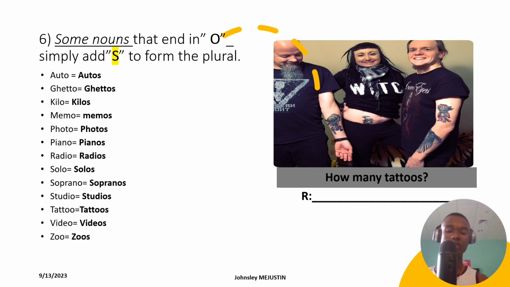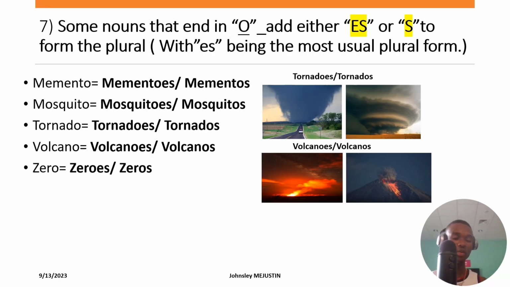I have a question now. How many tattoos do you see right here? So 1, 2, 3, 4. We say 4 tattoos. We don't say tattoo because we have more than 1 tattoo. If you have more than 1 tattoo, you say tattoos. That's why we need plural. Very important.